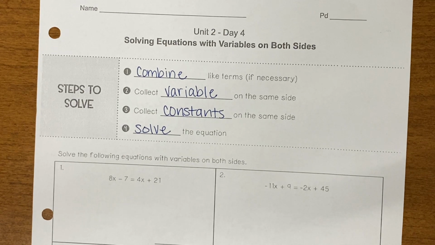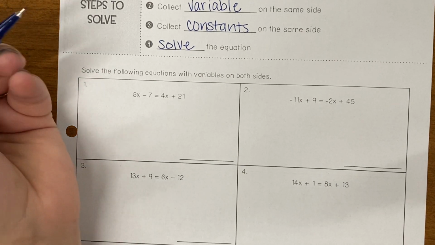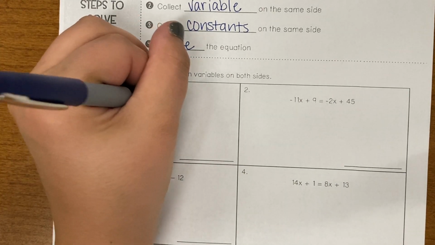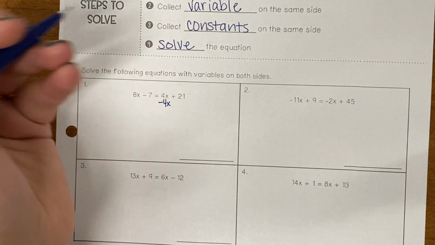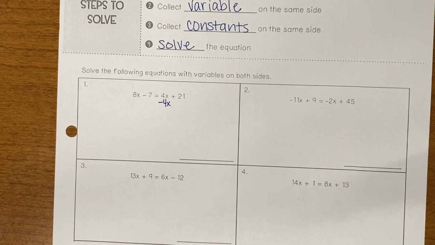So for example, on number 1, I have 8x minus 7 equals 4x plus 21. I need to move my variables to one side of my equal sign. I'm going to move this 4x over here to this side, and the way I move it is I need to cancel it out by doing the inverse operation.